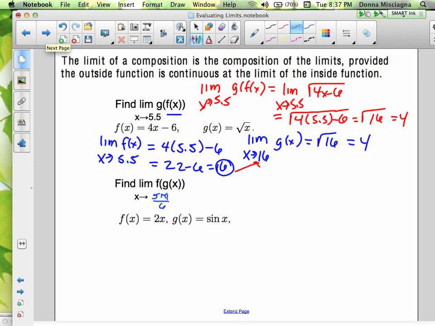All right, so now we're going to find f of x and g of x. So g of x is the inside function, and f of x is the outside function. So I'm going to do g of x first. So we have the limit of g of x as x approaches 5 pi over 6. So that's going to be equal to sine 5 pi over 6.